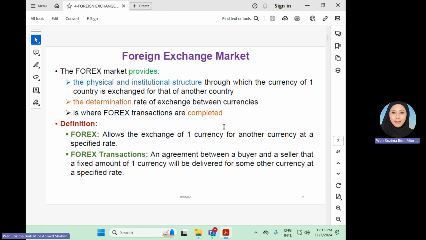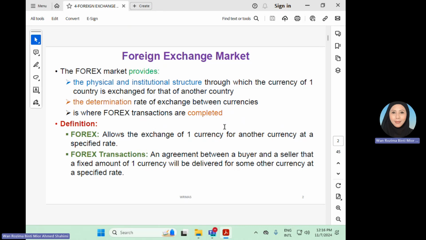Okay, so what is forex market? First, forex market provides the physical platform, or we call it platform and institutional structure, through which the currency of one country is exchanged for that of another country. So it's a platform where the parties can exchange from currency A to currency B, or maybe A to B and B to C, or maybe multiple exchanges.